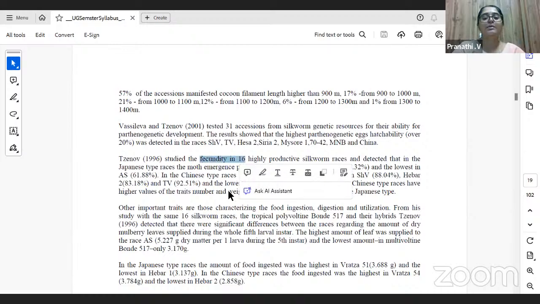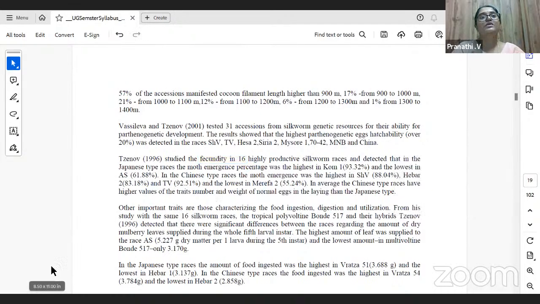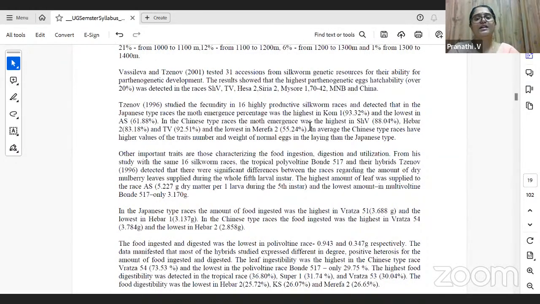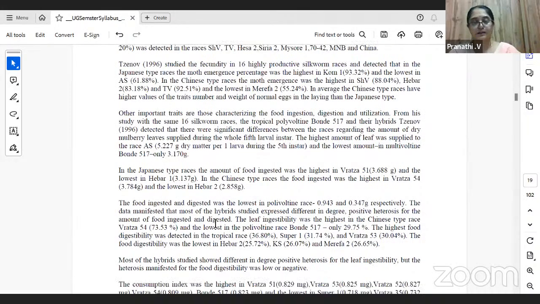Fecundity, that is your ability to hatch the eggs, is again going to be given by the highly productive silkworm races. You can see that in the Japanese type races, and then you can see the moth emergence percentages and the different kinds of races, and the percentages have been given in your textbook. You can just have a look at it.